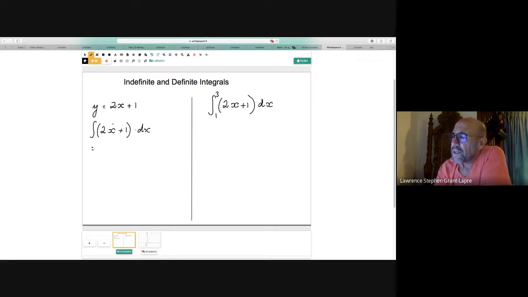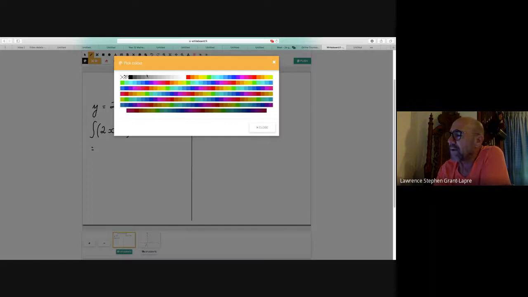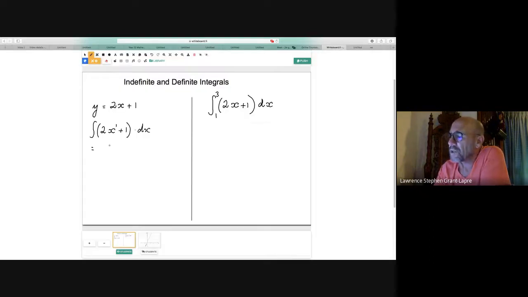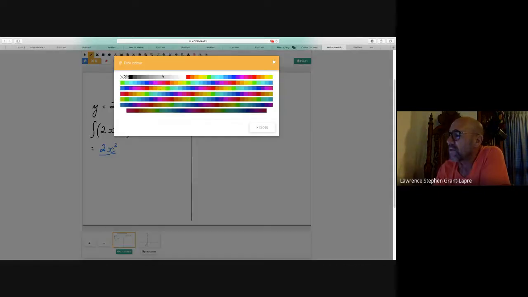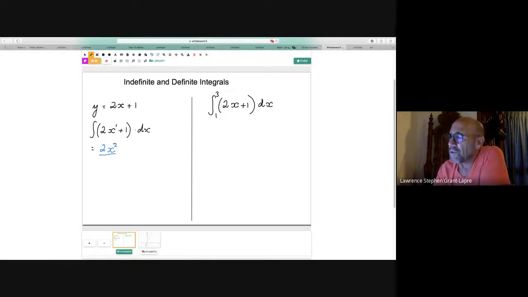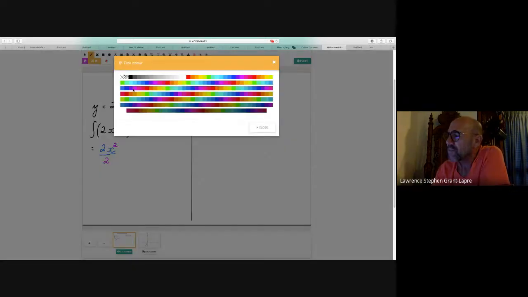So let's take 2x, raise the power by 1. So we raise the power from a 1 up to a 2, so that becomes x squared, and we've got that 2 in front of it. And we have to divide by that new power. So we raise the 1 up to a 2, and we divide by 2. Okay, so this is integration. Let's look at the next one, which is plus 1.